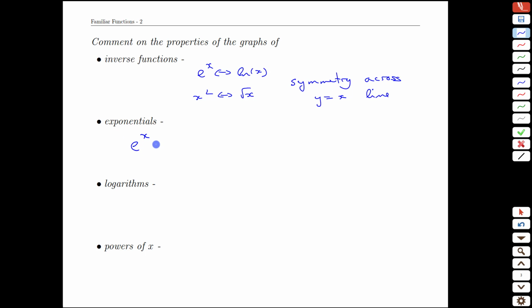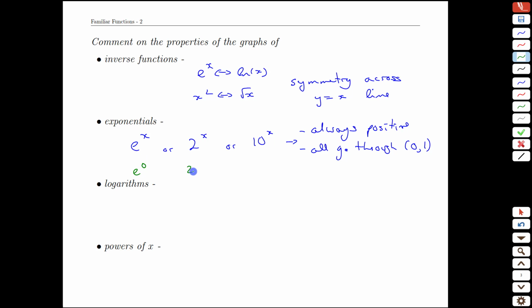Graphs of exponentials like e to the x or 2 to the x or 10 to the x. For now, we'll leave out leading coefficients. So these basic building blocks have some nice properties to them. They are always positive. There is no way to plug in x and get a negative number out of any of these functions. And they all go through the point 0, 1. If you plug x equals 0 into any of these functions, they all equal each other and give you the value 1 back.